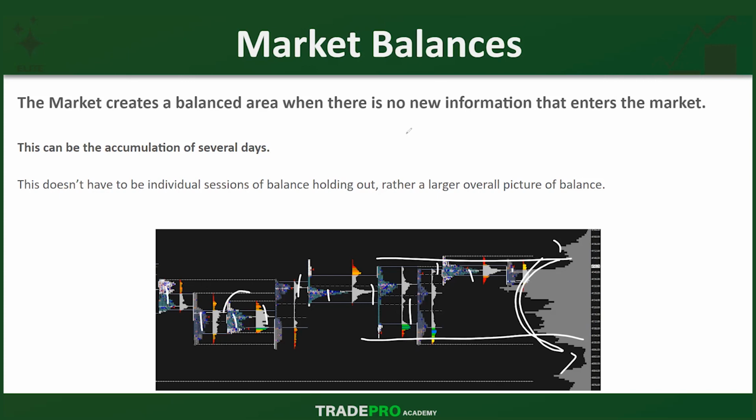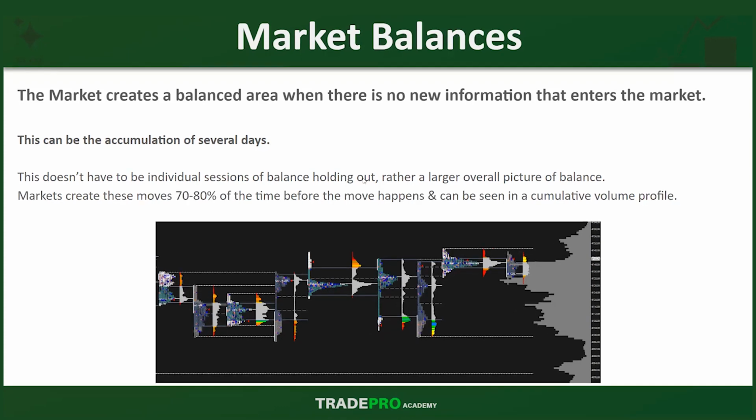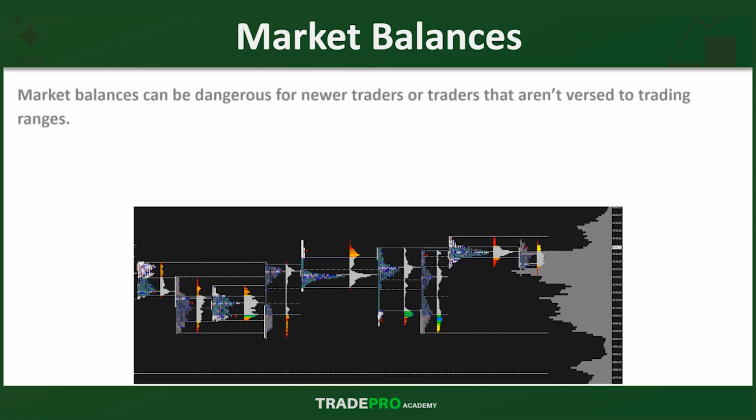Now, if we look at each individual session where there are balances, we can also use those as session by session expansionary periods, but the overall larger expansion is going to be when we use this larger compressive balance together. So markets create these moves about 70 to 80% of the time, right? And this can be seen in this cumulative profile. Markets stay in balance more than they stay in an expansionary period.